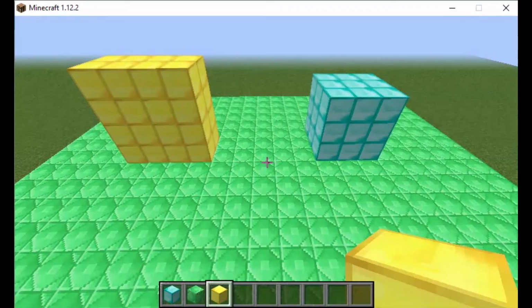And so that's volume using Minecraft blocks. And so it's pretty simple, pretty straightforward. Hope that helped to make some sense of it.